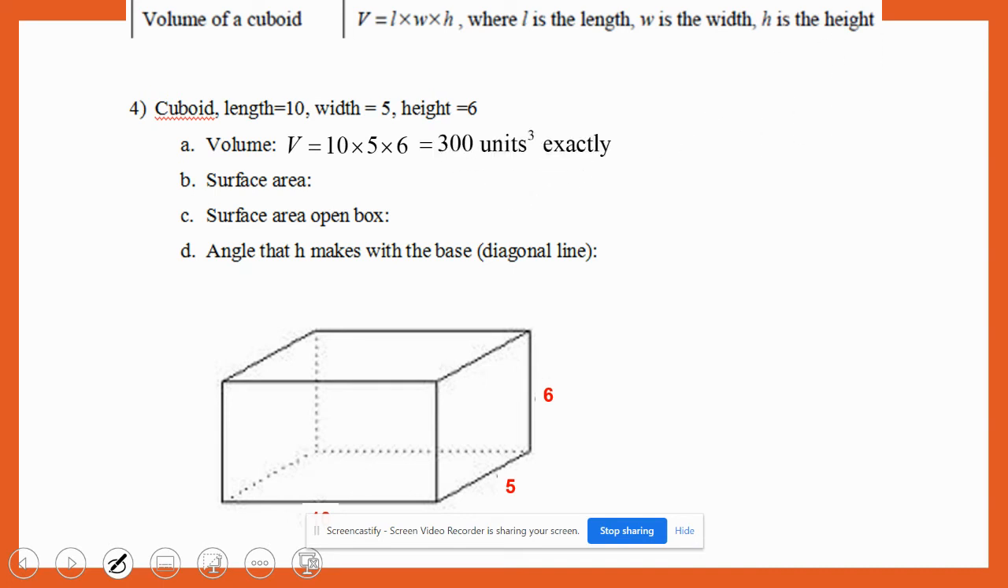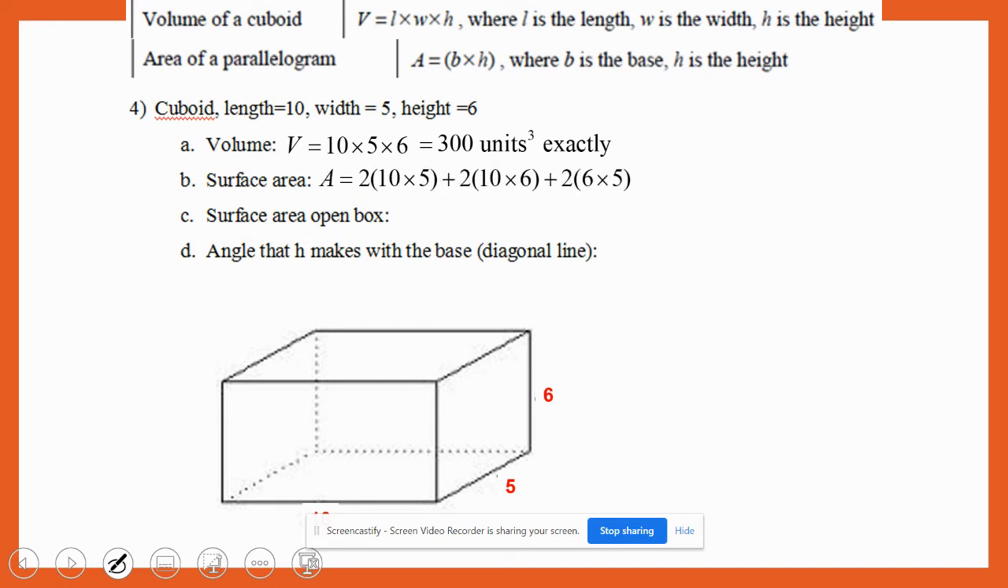The surface area is adding up all the faces. So the easiest way to do it is to find this 6 times 5, there's 2 of those. There's 10 times 5, there's 2 of those. And then the top and bottom, or the back and front, are 10 times 6, there's 2 of those. If you trace around it when you're making it, it makes it a lot easier. Again, make sure you're pausing this video to get these drawings.